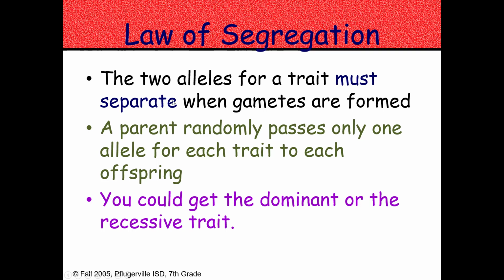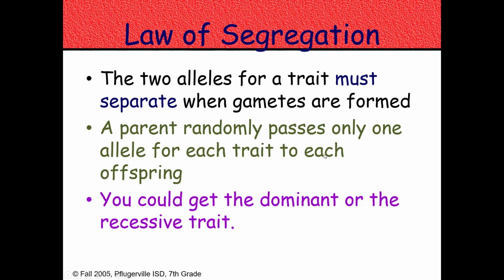The two alleles for a trait must separate. That's very important. So when your parents go to give you your first cell, either a sperm cell or an egg cell, they can't give you both copies of their DNA. They can only give you one. So they have to separate those alleles from each other when the gametes are formed. And then the parent randomly, that is an important word because that leads to lots of genetic variation, randomly gives you one.